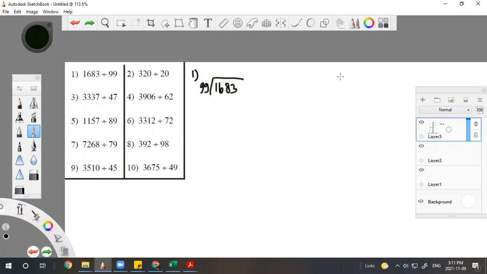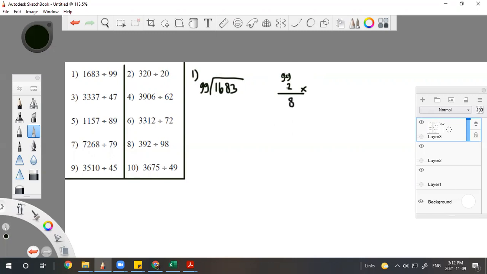Okay, so for number one, 1683 divided by 99. You have to check 99 times 1 or times 2 or times any number that is near to 1. No, 1 is 0, right? And 16 also no. So 168. So we have to try to multiply by 2, right? If it is more than 168, you have to make it smaller.